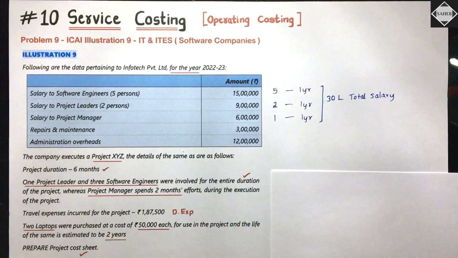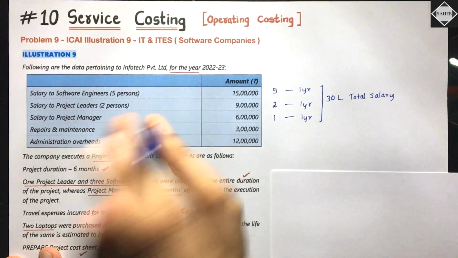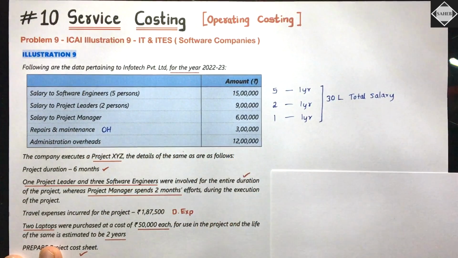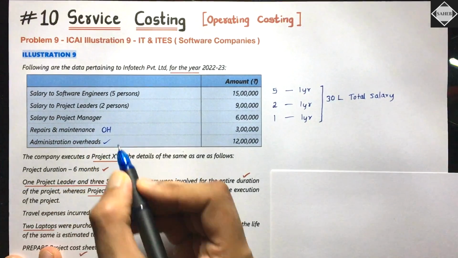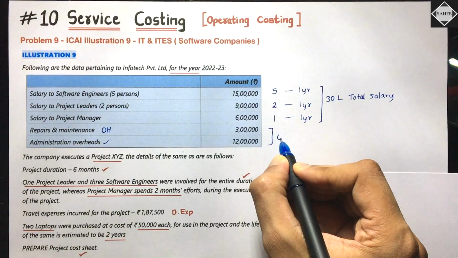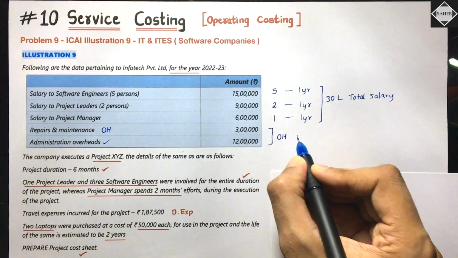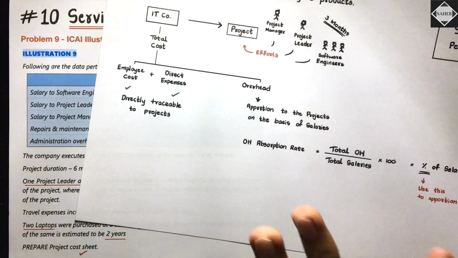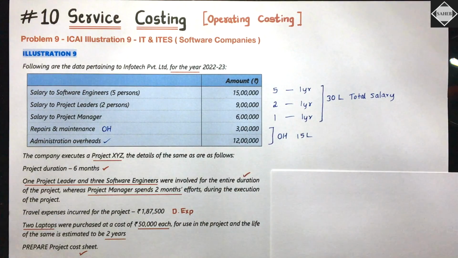Next, what they are saying: repair and maintenance. Repair and maintenance happens at the organizational level. It's not specific to any project over here; they have just given it in a general way. So this is overhead. How much? 3 lakh. Then administration overhead, this is also overhead. So 3 lakh plus 12 lakh is equal to total 15 lakhs overhead. Total salary and total overheads are important for us to calculate the overhead absorption rate. We'll come to it later. Don't worry, right now we are just extracting information.